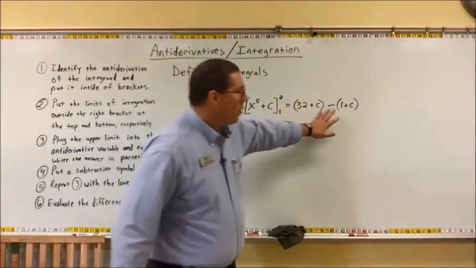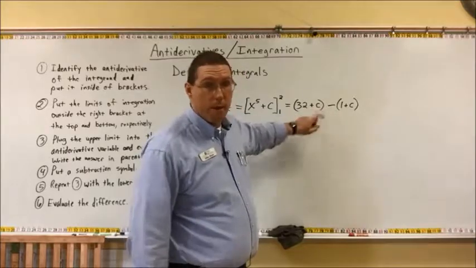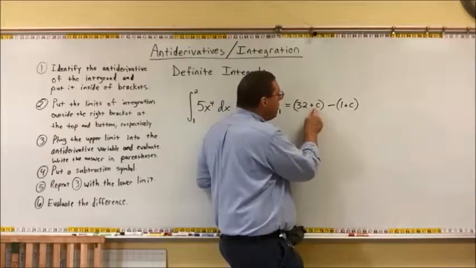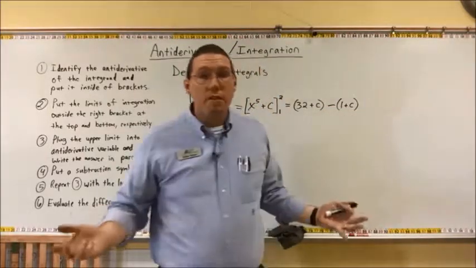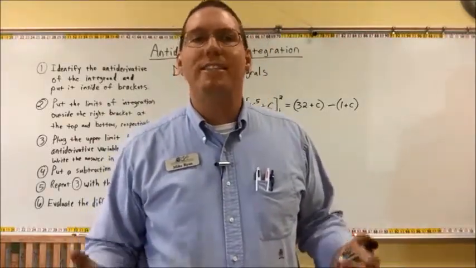Now I want you to look at this. When we evaluate this, what's going to happen to the c? See, we have 32 minus 1, that's 31. But look at this c. We have c minus c. Well, what's c minus c? It's 0. It cancels out entirely.